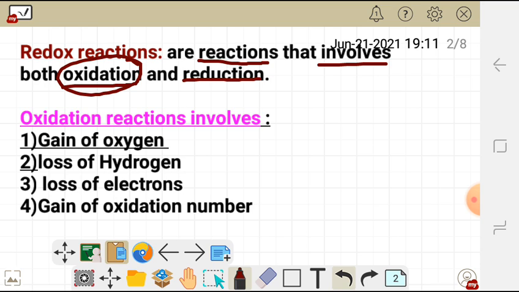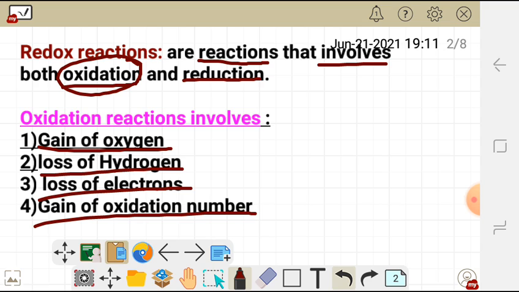Oxidation reactions involve four things, which are gain of oxygen, loss of hydrogen, loss of electrons, and gain of oxidation number. So oxidation takes place in four ways. That's how oxidation reactions occur. So let's look at how oxidation occurs in terms of oxygen.